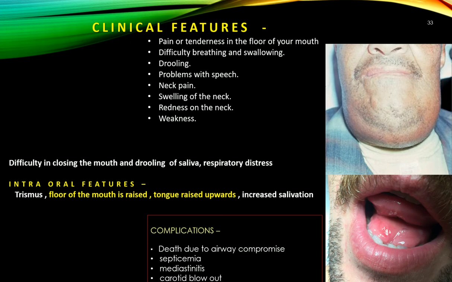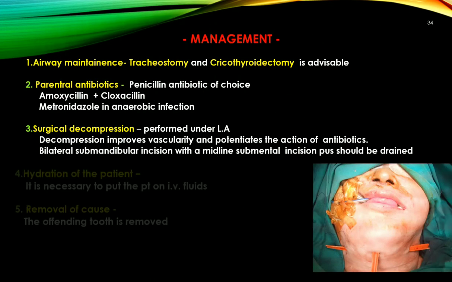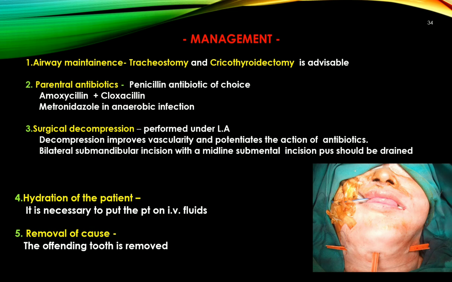So clinical features: patient may have pain or tenderness over the floor of the mouth, difficulty in breathing and swallowing, redness of the neck and swelling of the neck, and if not treated, intraoral features can be trismus, so floor of the mouth raised, and if not treated, death can occur due to airway compromise. So the management is airway should be managed first with tracheostomy or cricothyroidotomy with the parenteral antibiotics, surgical decompression, hydration of the patient, and removal of the cause.